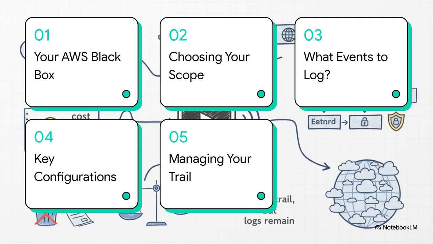So here's what we're going to cover. First, we'll talk about why this black box is so valuable. Then, we'll walk through choosing the right scope for your trail, deciding which events you actually need to log, and we'll cover the key configurations for a really secure setup. And finally, we'll look at how you manage your trail over the long haul.